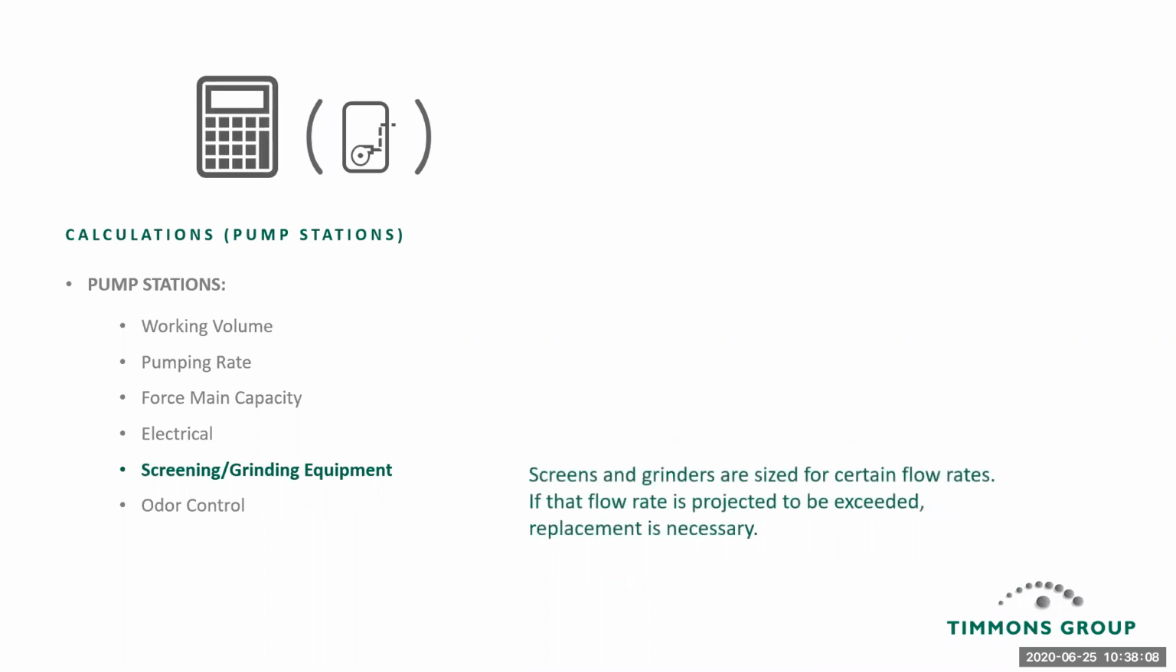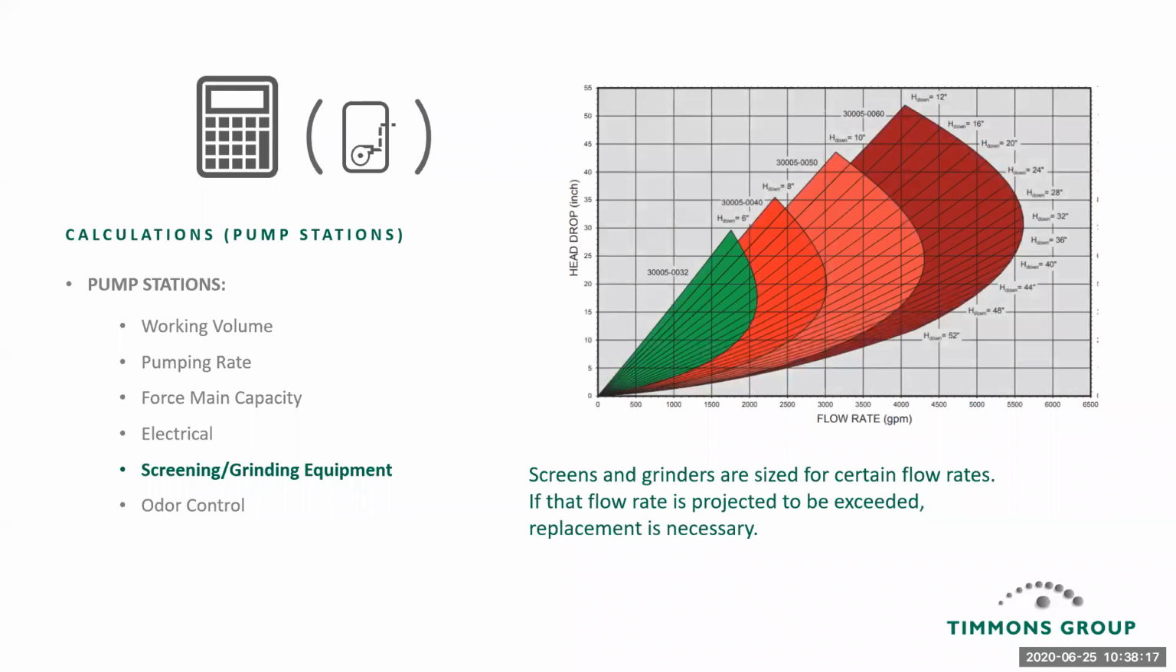Screening and grinding equipment. Again, screens and grinders are sized for certain hydraulic flow rates. This is just an example of a grinder head loss per flow rate curve, to show that they are sized for certain hydraulic flow rates. If the design flow rates or acceptable flow rates are exceeded, then a replacement will be necessary.